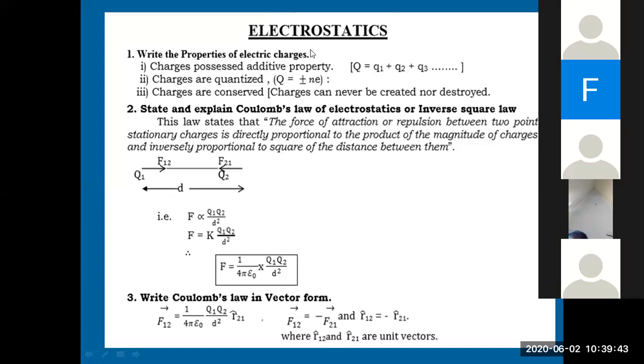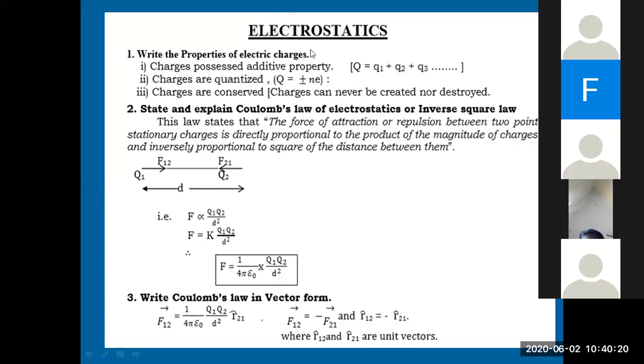So first point, charges are additive. Second point, charges are quantized. And the third point is charges are conserved. What is conservation? Charges can neither be created nor destroyed. You can convert it from one form to another. We also have the law of conservation of energy. Energy can neither be created nor destroyed. So here are 3 properties. To keep it in mind: A, Q and C. A is for additive, Q is for quantized, C is for conserved.